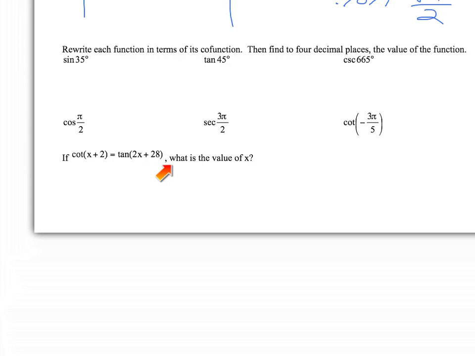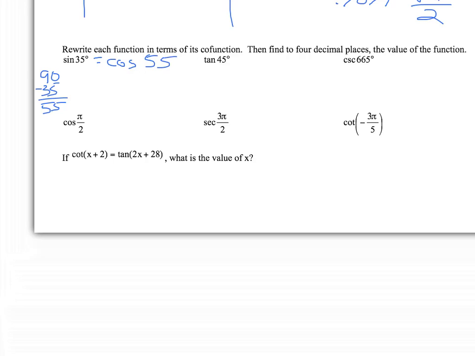So cofunctions was the last lesson that we had. Okay? We had sine 35. As long as your angle was less than 90, you could go straight to the cofunction. The cofunction of sine is cosine, so it equals cosine. And then you have to find an angle that adds up to 90 with that 35 that's already there. So we can subtract 35 from 90 and we get 55. So sine 35 is equal to cos 55.